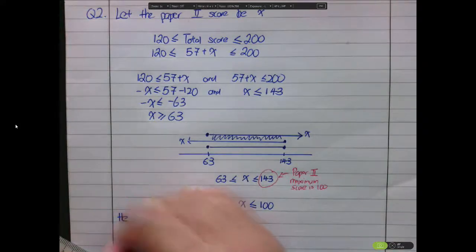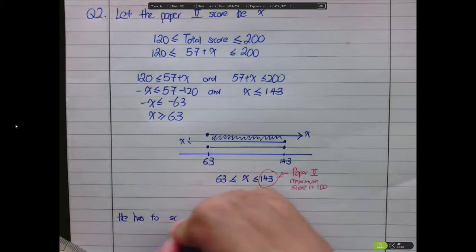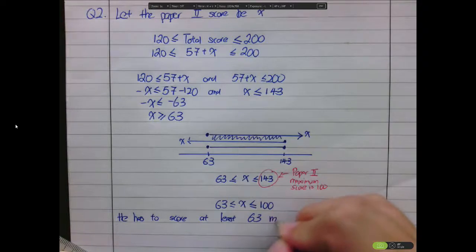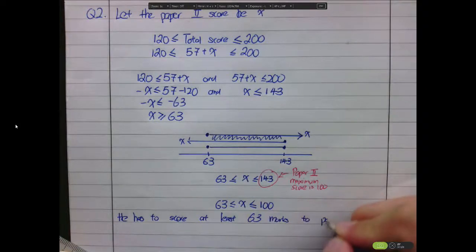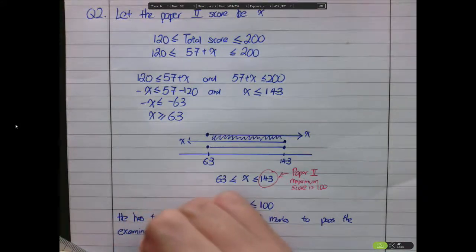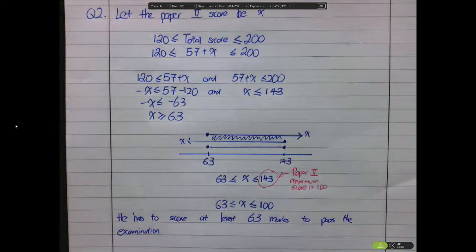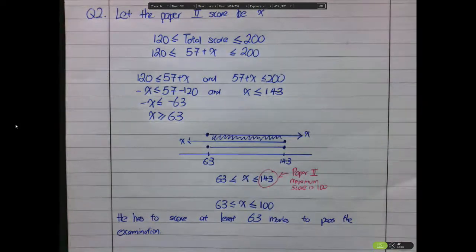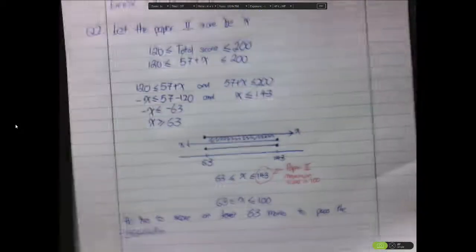So we write a statement down. He has to score at least 63 marks to pass the examination. And that is that for question 2. Basically the difficulty in this chapter is actually how you write out the first inequality. Beyond that, solving by now should come pretty easily for you. I will now do question 4.